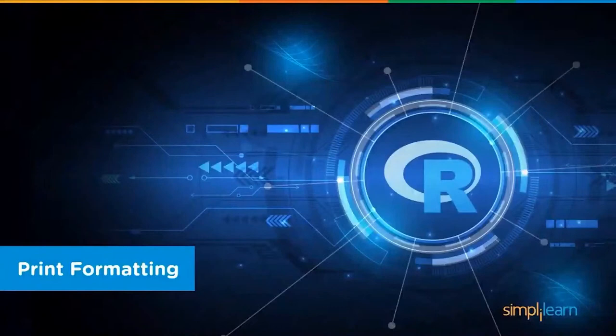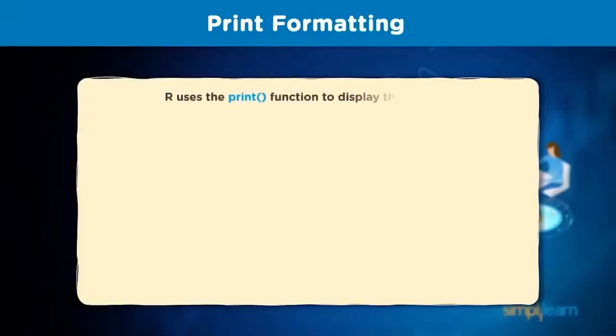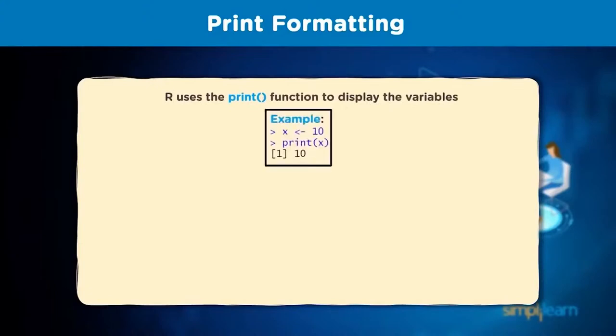Let's learn about print formatting and how print can be used to view your data. R uses the print function to display the variables. So for example, if I have assigned number 10 to X, I can do a print X, and that will show me the value of X. What we see here with 1 in square brackets also has a meaning, which basically means it is a vector, and we'll learn about vectors later.